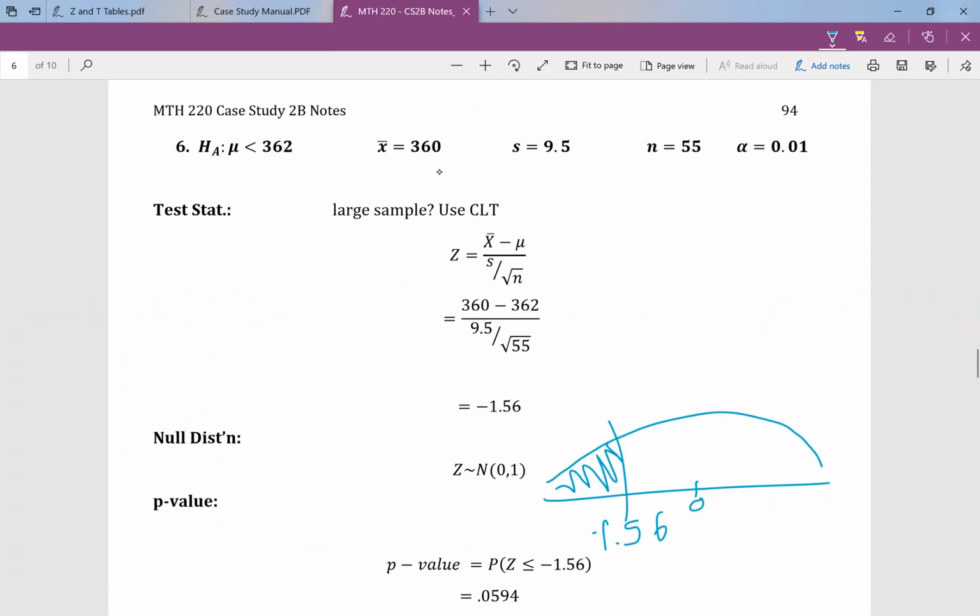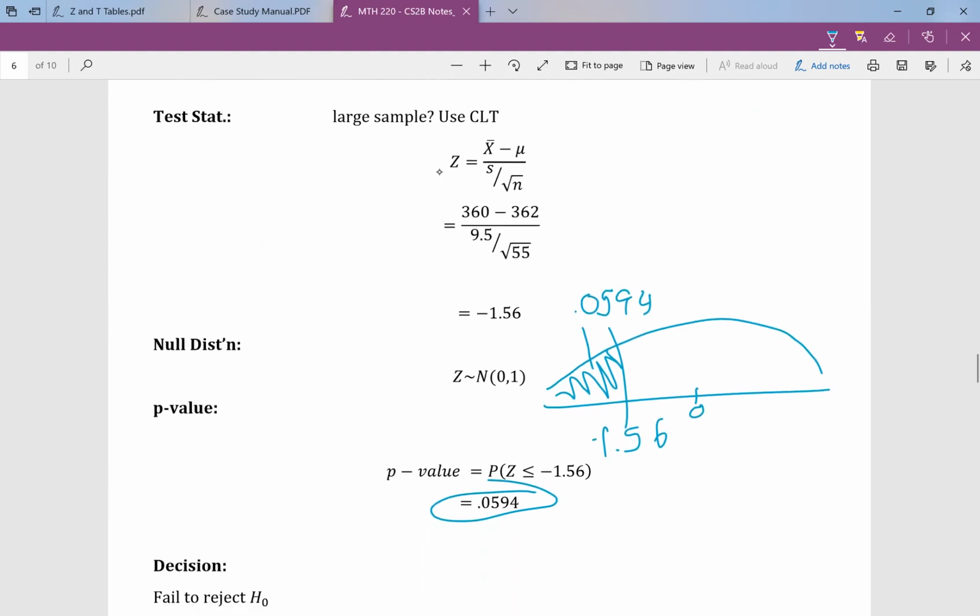Okay, so that means this area here, 0.0, whoop. Let's just start that over, 0.0594. And that's our p-value. Okay, now we always compare our p-value to alpha. Alpha is 0.01, so is our p-value lower or higher than alpha? It's going to be higher, which makes our decision fail to reject H0.